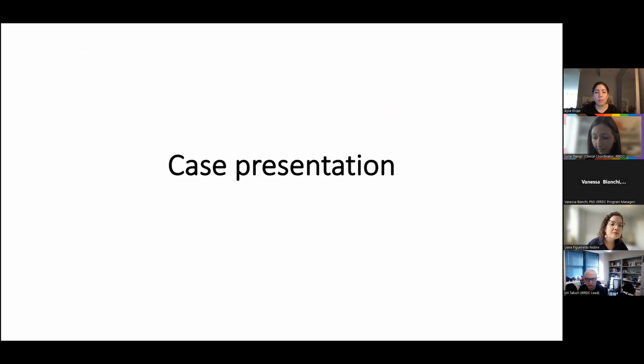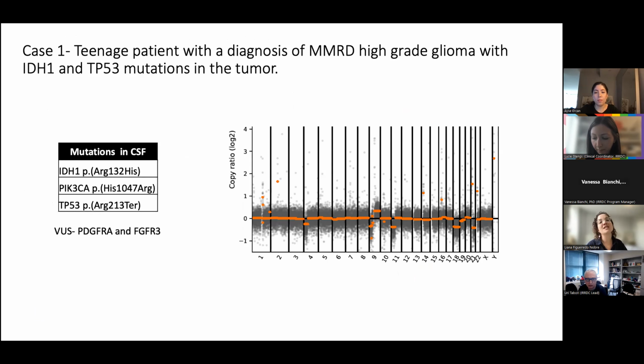So on a first case, this is a teenage patient that had a diagnosis of high-grade glioma with an IDH1 and P53 mutation in the tumor. We found the same mutations present in the CSF with the addition of a PIK3CA mutation and some variants of unknown significance in other MAP kinase genes. So for this patient who is currently on treatment with immunotherapy, we can potentially envision using these results to, if necessary, add additional targeted agents.